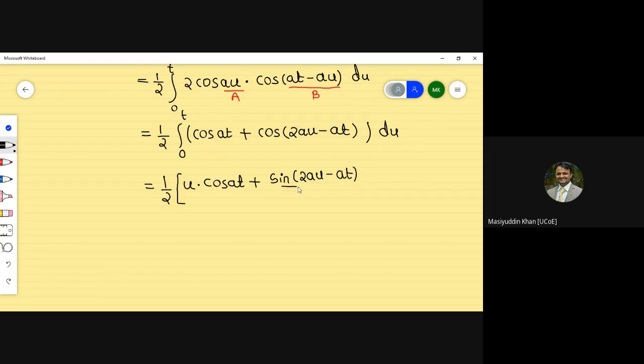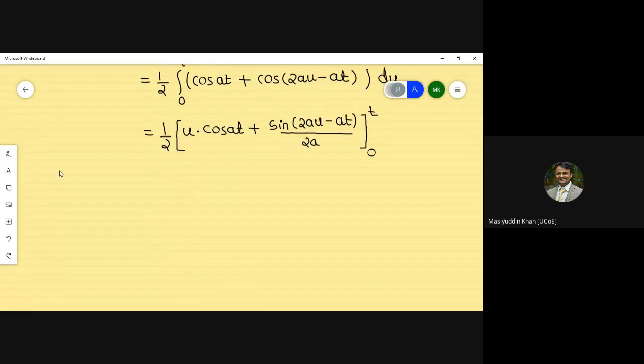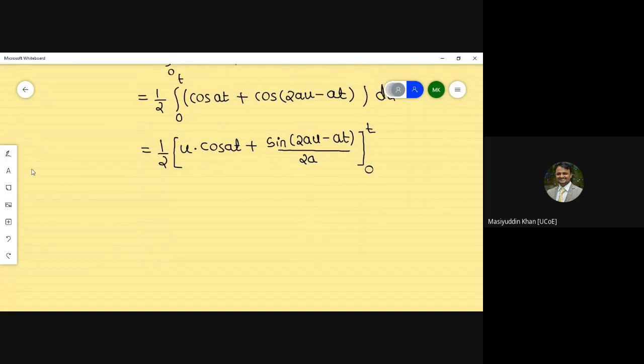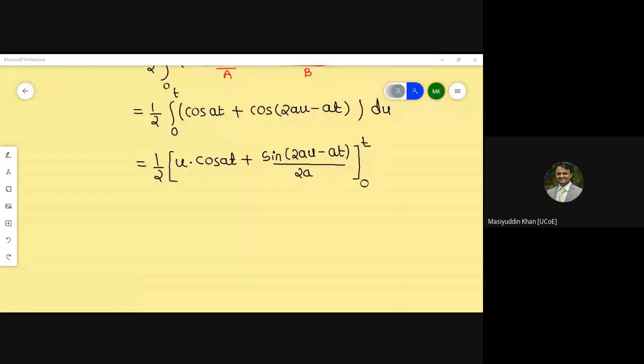divided by, now we have to see that with respect to u means only you have to look for a u variable, so we divide by 2a. Now integral 0 to t, we have to substitute the upper limit as well as the lower limit here. Is this integration clear to everyone? If anyone has a doubt, please ask, if any query is there.